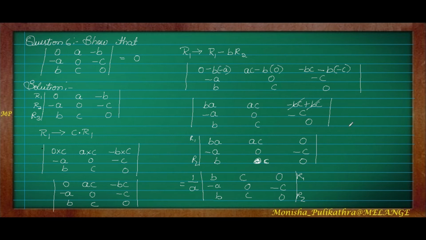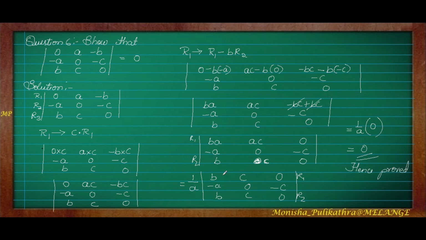By the proportionality property of determinants, if two rows or two columns of any determinant are identical, then the determinant is equal to 0. So 1 by A into 0 is 0. What we have to prove is that the determinant should be equal to 0. So write down, hence proved. I hope you understood that.